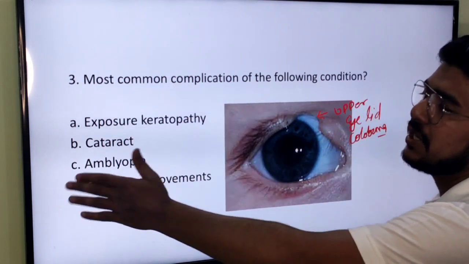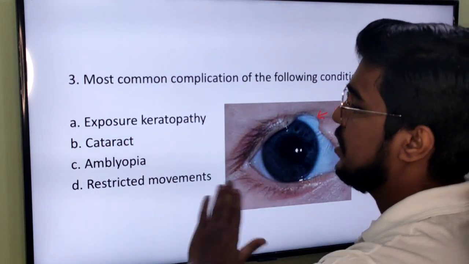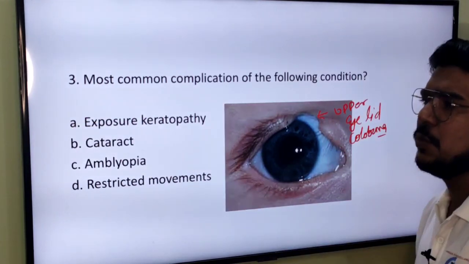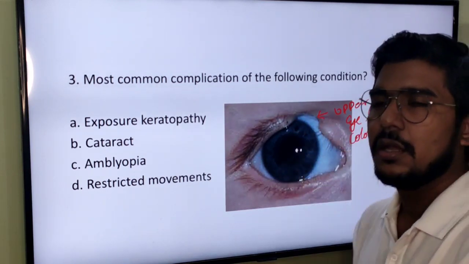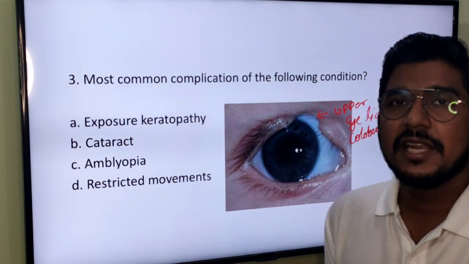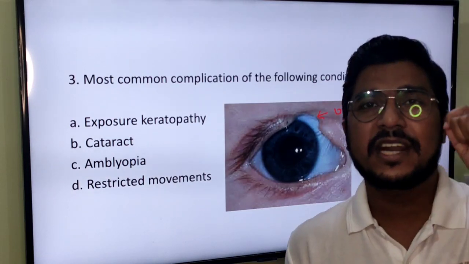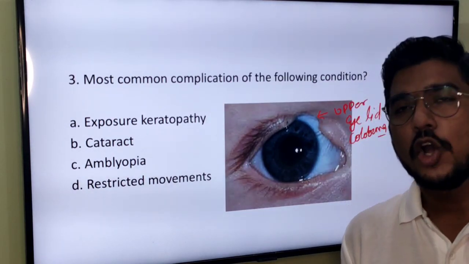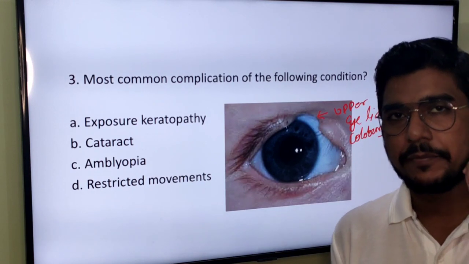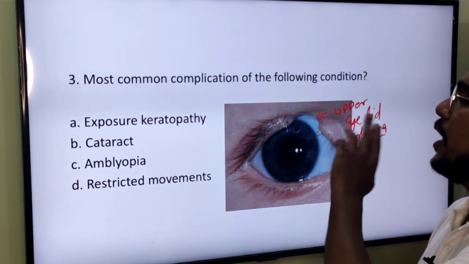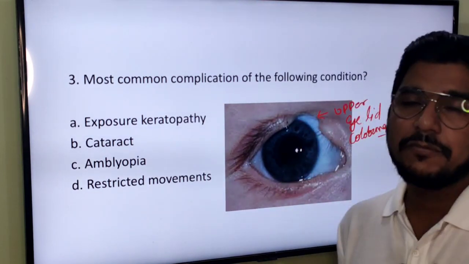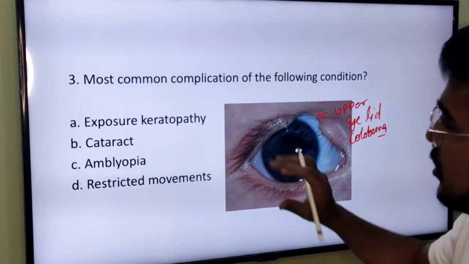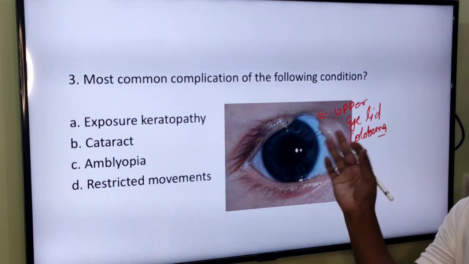So what is the most common complication? Exposure keratopathy, cataract, amblyopia, or restricted movement? Obviously, the answer will be exposure keratopathy, because this much portion of the cornea will remain open, just like in Bell's palsy, where you do the strapping because of the non-closure of the eye, right? Similarly, you have to suture it by doing lidoplasty, that is blepharoplasty. So this is very important, nothing more serious. You just need to apply your common brain to answer this question.